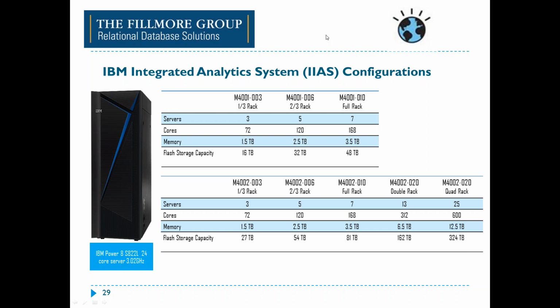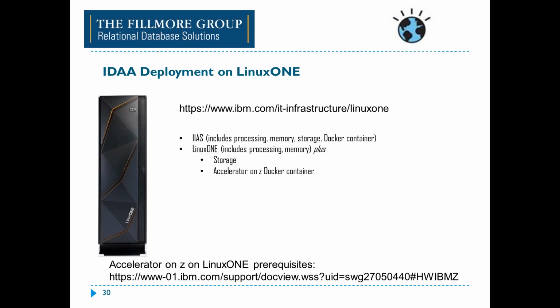Now, if that weren't confusing enough, wait, there's more. What we learned when we were in Columbus teaching our workshop just last month is that the Accelerator on Z can also be delivered on the IDAA deployment on Linux One. Linux One is a box that is comprised of IFL components along with memory, but no storage.